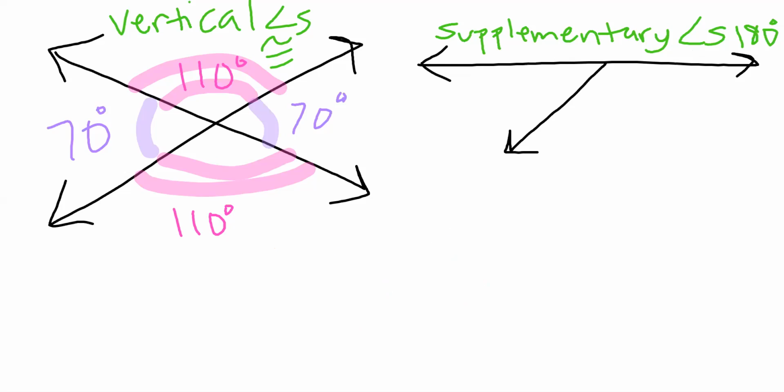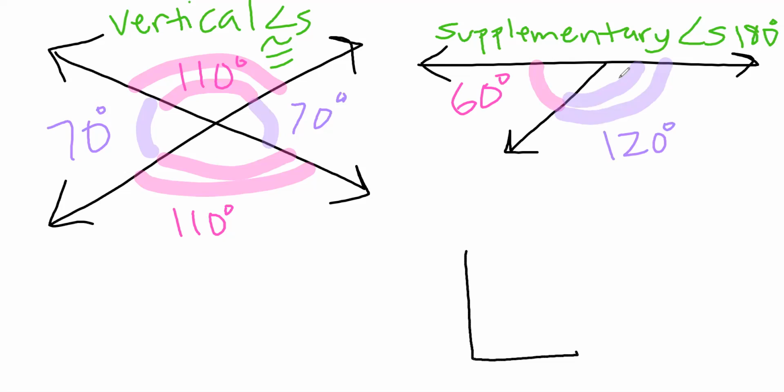So if we had, for example, this side here, and let's say that it looks like 60-ish. Let's say that's 60 degrees. That would mean that the other angle right here off to the right is going to be 120. So those are supplementary angles.